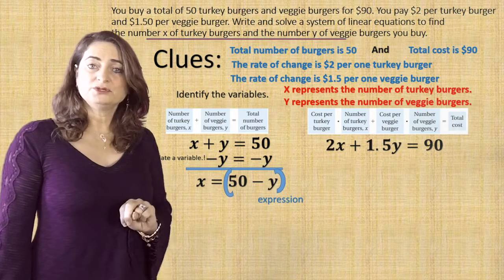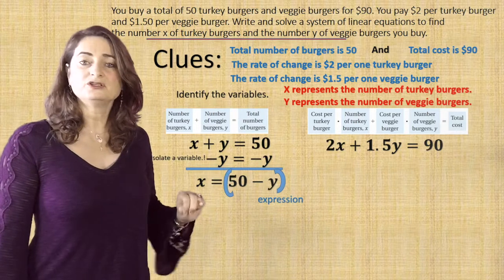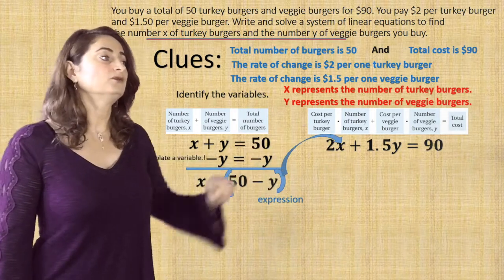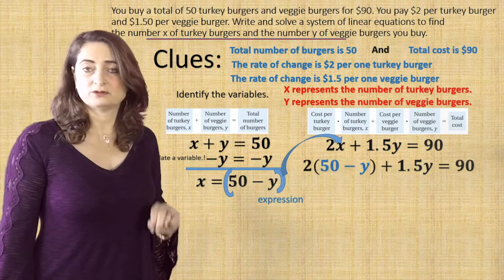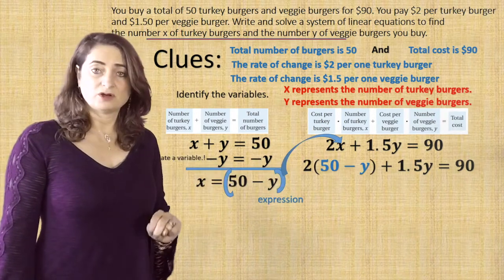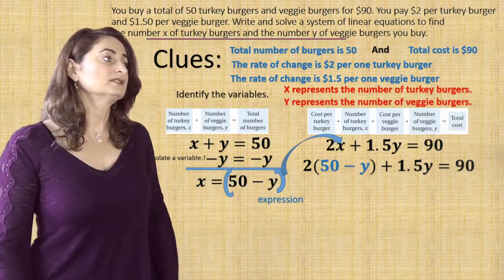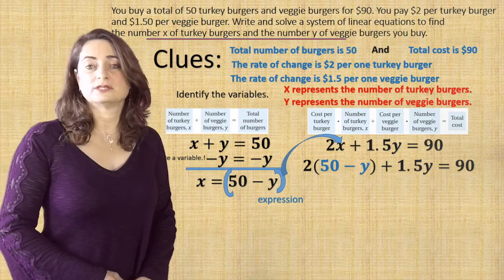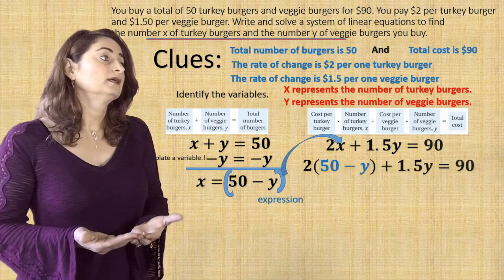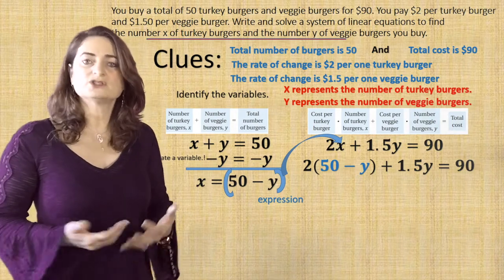Step number 2 is to replace that expression in the second equation, but make sure that you are replacing x in the second equation with 50 minus y for that expression. You end up with 2 times, and that's why we put it in parentheses, because you're multiplying, 50 minus y plus 50y equals 90. Now, notice that you have one kind of variable in the equation, which is y. So let's solve for y.